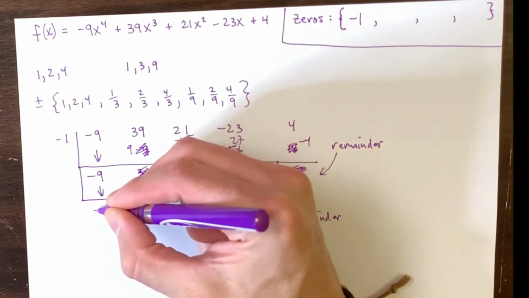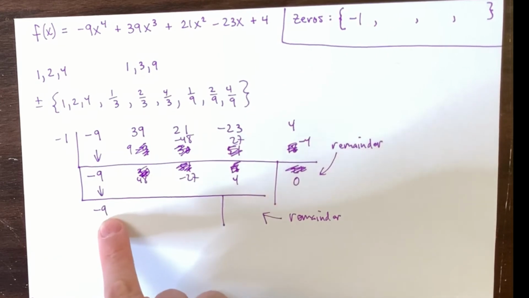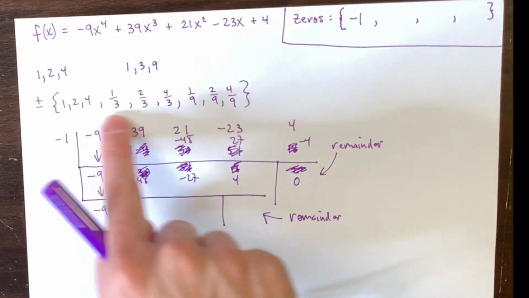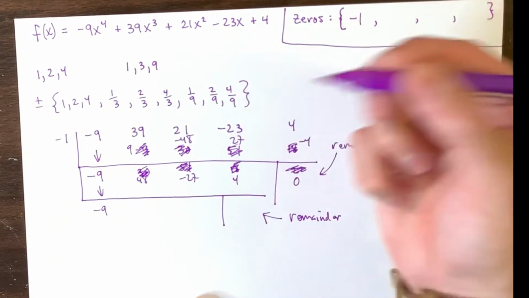So let me drop this number again. You always drop that first number. Now pick a fraction. It doesn't matter which one. Let's say I pick 2/9, for instance.